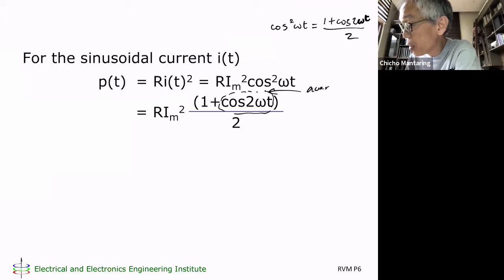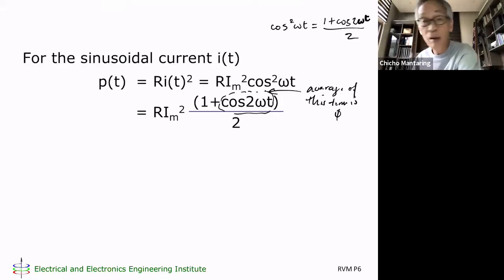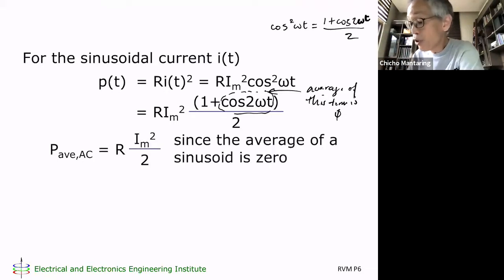average of this term is 0. Because the average of a cosine function is 0. Pag tinignan mo yung cosine function, ang average niya 0. Right? So yung average natin is just R Im squared over 2.